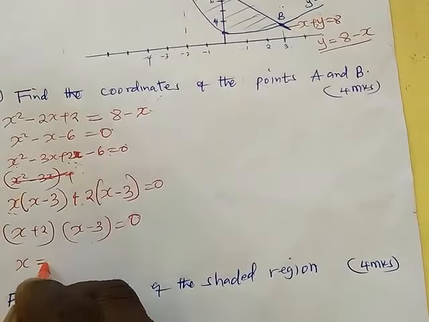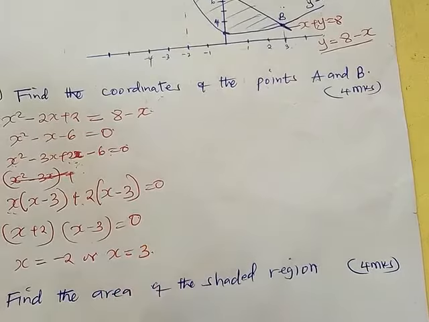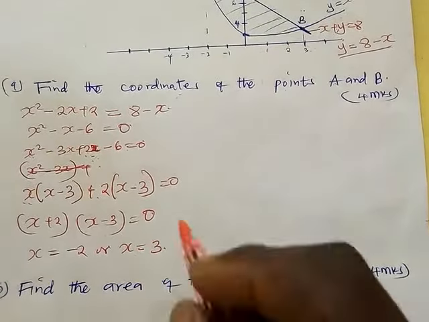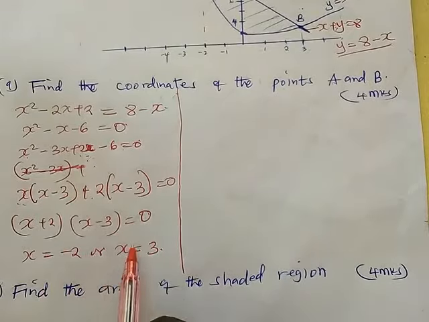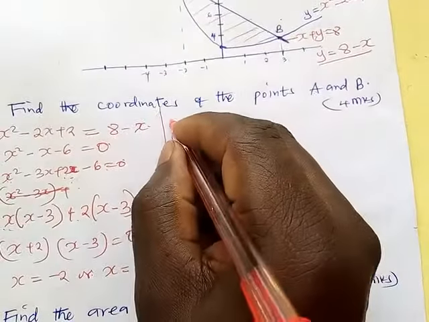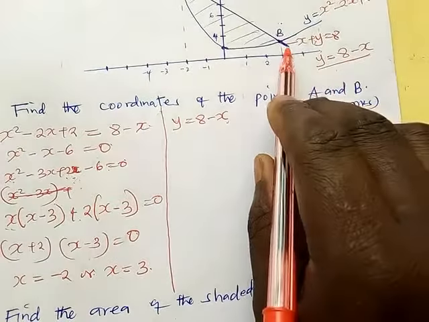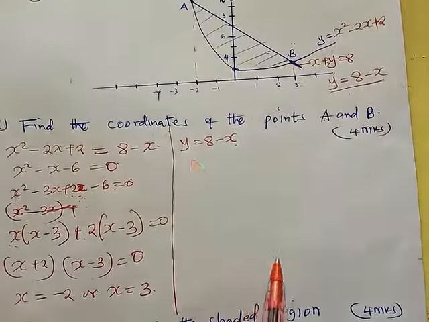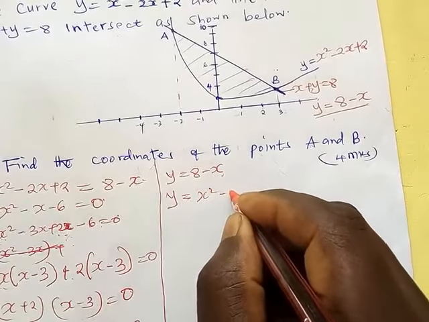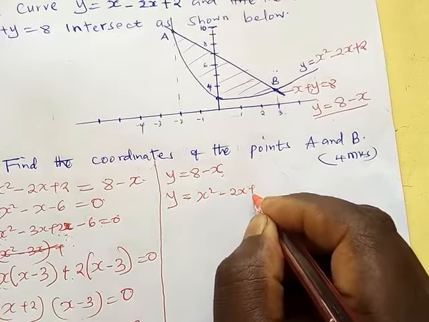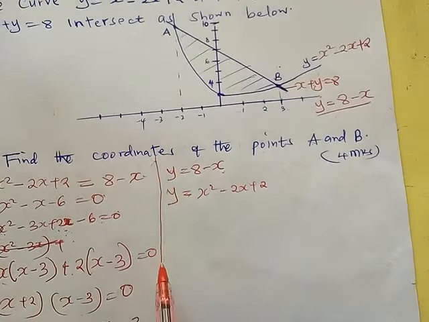So this means x equal to negative 2 or x is equal to 3. That's what it means. So now we have the value of x, but we know that y equal to 8 minus x. Now we can get the value of x at this point. We also know that y equal to x squared minus 2x plus 2. So this value you will check by yourself.